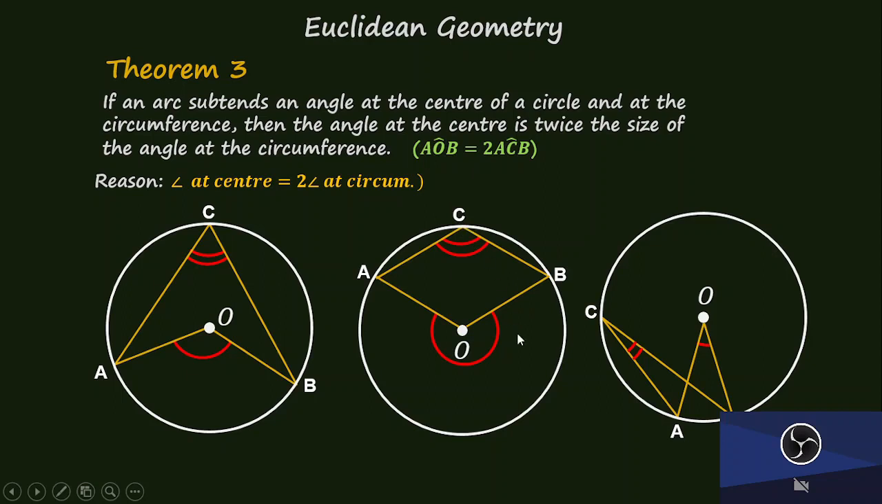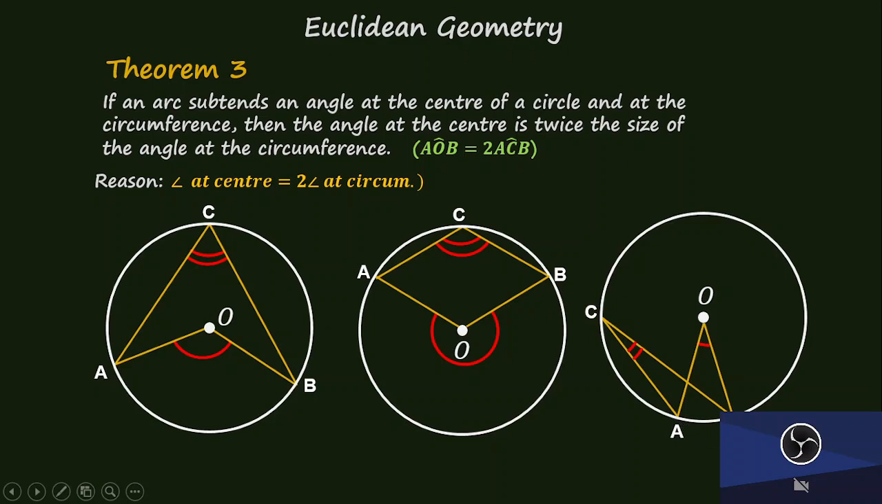So this angle here, right? Let's look at the third version of this theorem. We have the arc AB. This arc subtends this angle at the center, and then it also subtends this angle at the circumference, right? So this angle will be 2 times that angle.